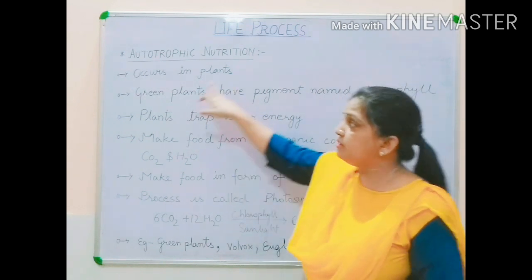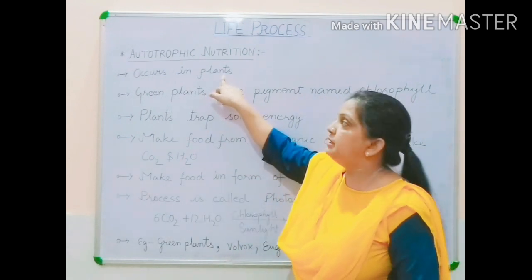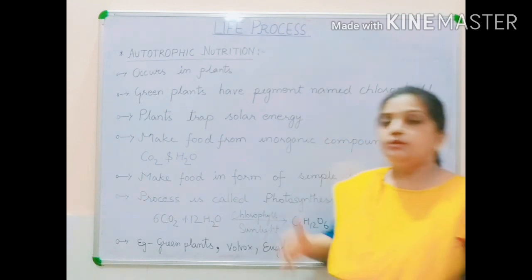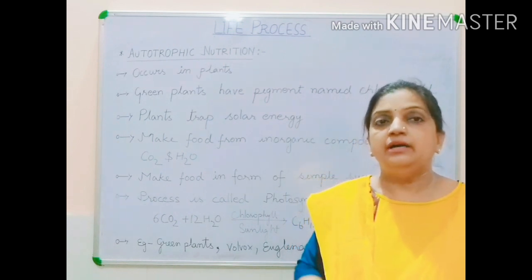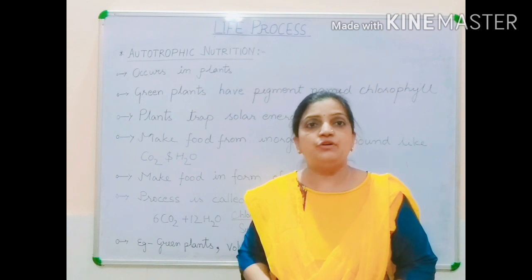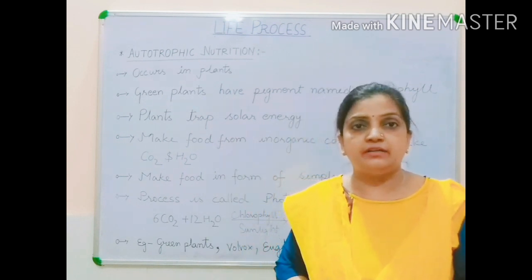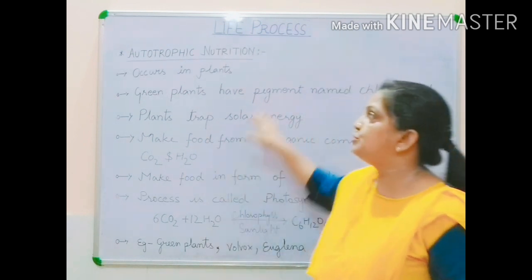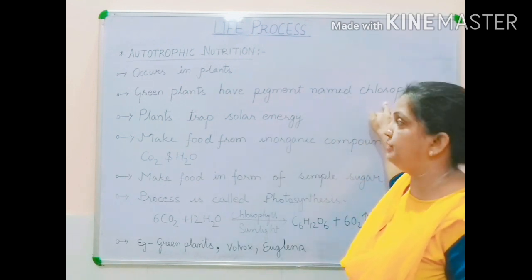If I take the example of green plants, green plants have a pigment named chlorophyll. You all know that inside the plants and the leaves, a type of green pigment is present in the chloroplast. And the name of the pigment is chlorophyll. This is an important pigment which helps plants to make their food. So plants possess the green pigment called chlorophyll.